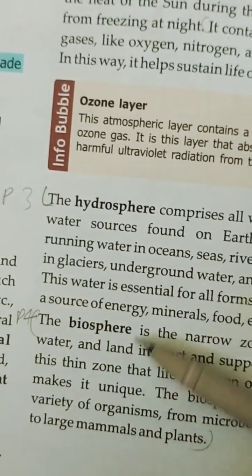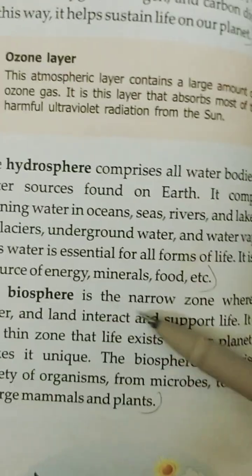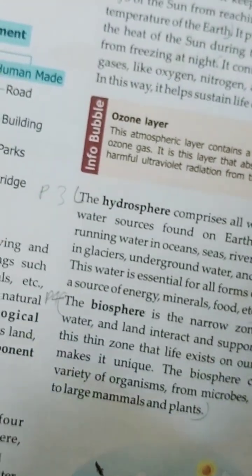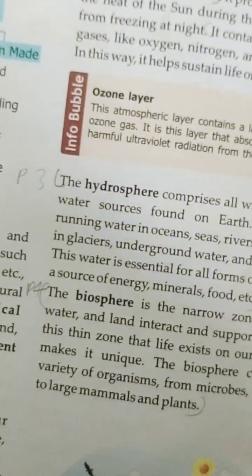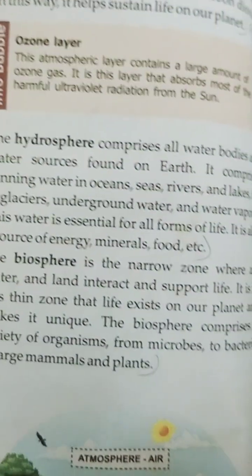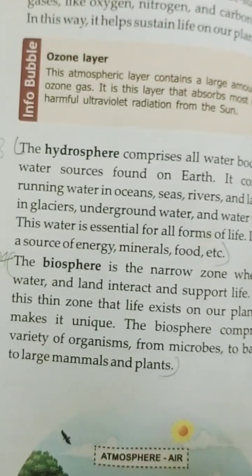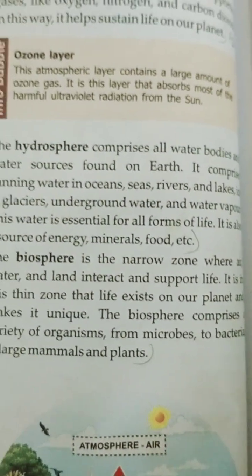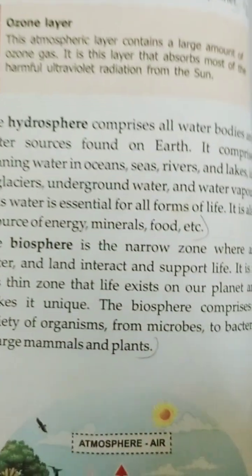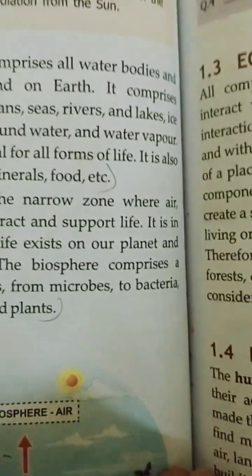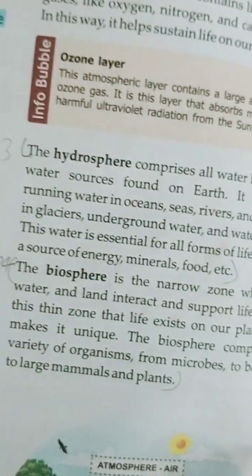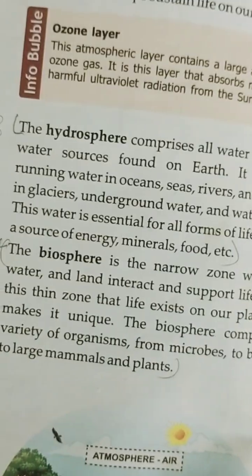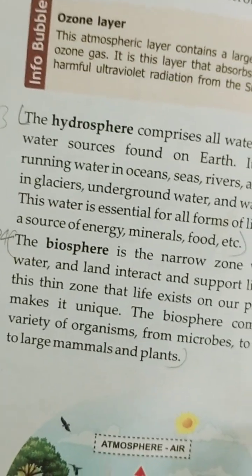Now let's come to biosphere. The biosphere is a narrow zone where air, water, and land interact to support life. This is a thin zone that exists on our planet and makes it unique. The biosphere comprises a variety of organisms from microbes and bacteria to large animals and plants.